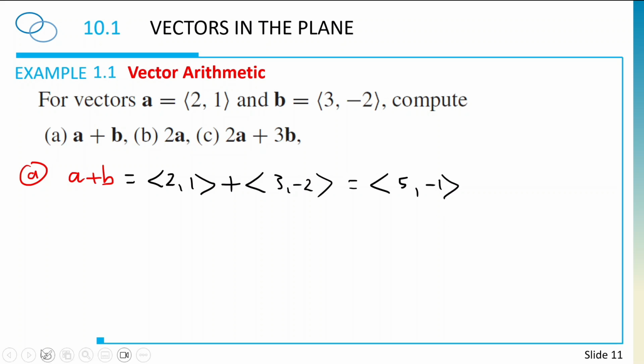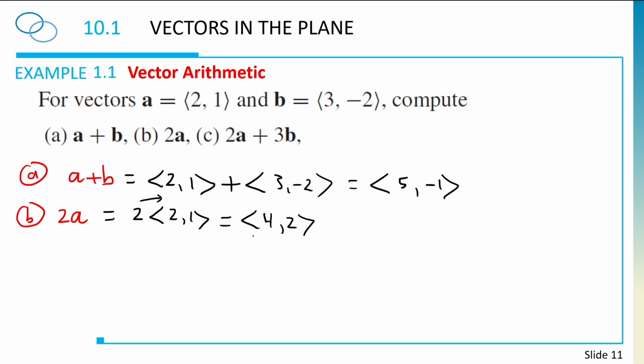Now, part b, we have scalar multiplication. I'm just multiplying a by 2. This equals 2 times the vector a, which is again ⟨2, 1⟩. Think about it as using the distributive property. So 2 times 2 is 4, and 1 times 2 is 2. Now what do we know about this vector? It has the same direction as a, since scalar multiplication doesn't change the direction if the scalar is positive, but double the length.